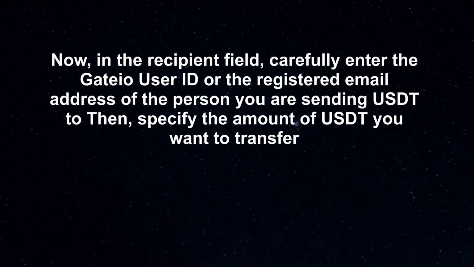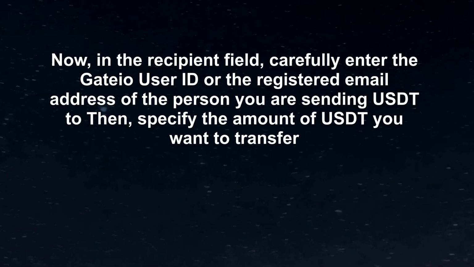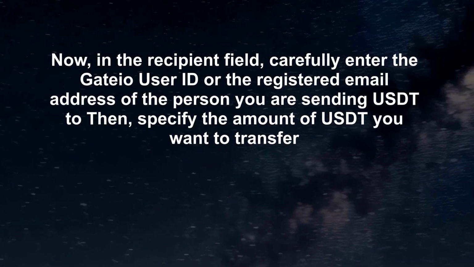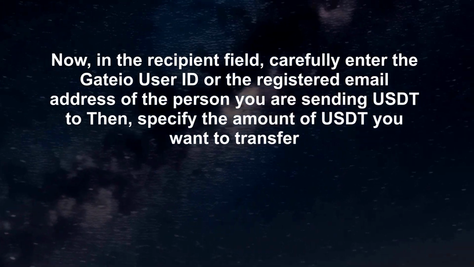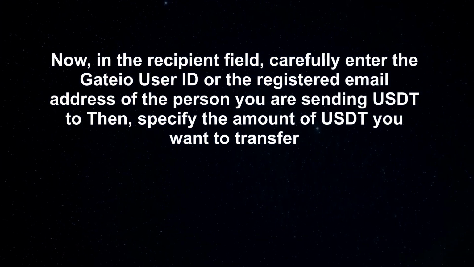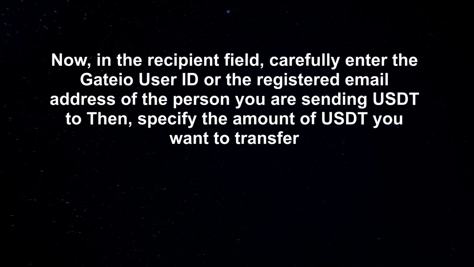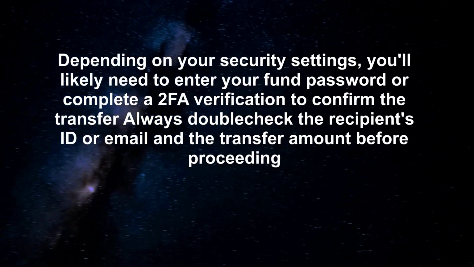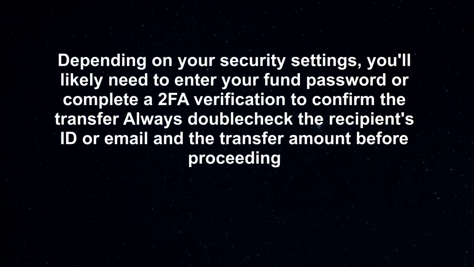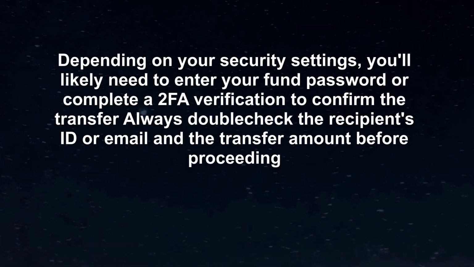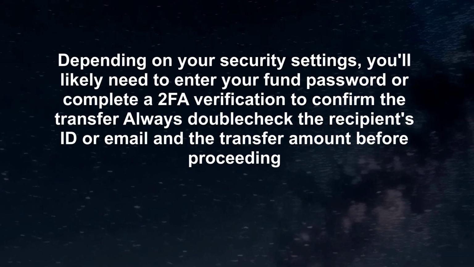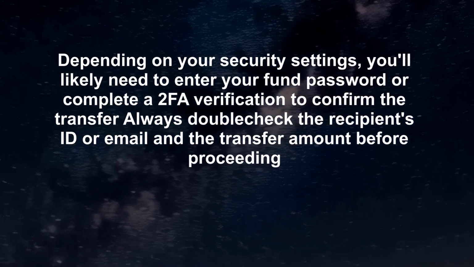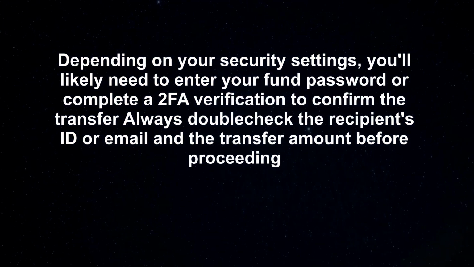Now, in the recipient field, carefully enter the Goteo user ID or the registered email address of the person you are sending USDT to. Then, specify the amount of USDT you want to transfer. Depending on your security settings, you'll likely need to enter your fund password or complete a 2FA verification to confirm the transfer. Always double-check the recipient's ID or email and the transfer amount before proceeding.